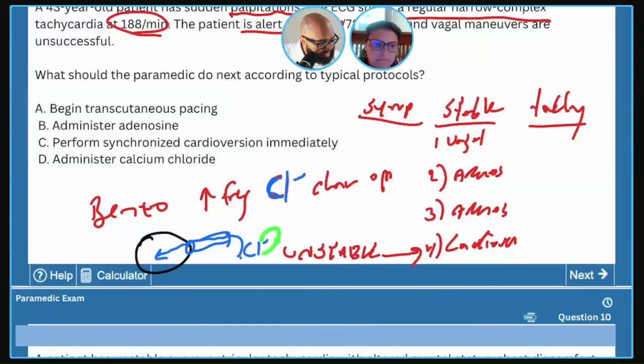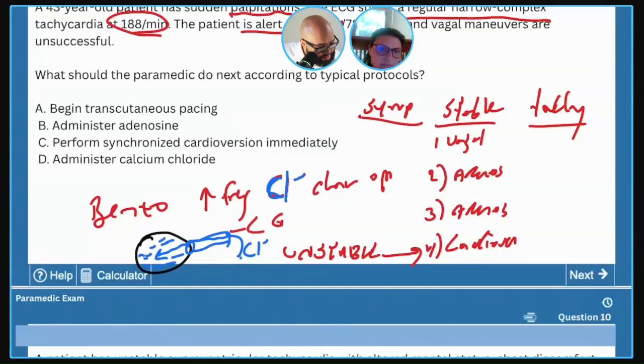But remember, chloride has a negative charge. So when I open the door and let a lot of chloride rush in, it makes the inside of the cell very negative, and that stops the depolarization, because depolarization is where it's too positive and all kinds of craziness is happening. We're going to calm that down by putting a bunch of negative inside, and then that slows down the heart rate.